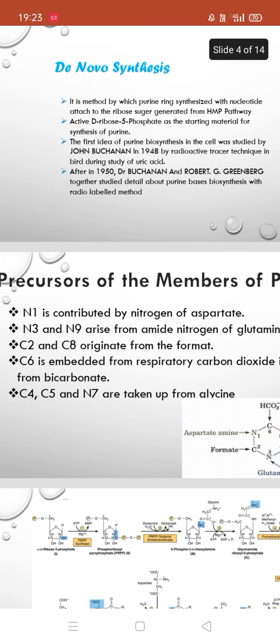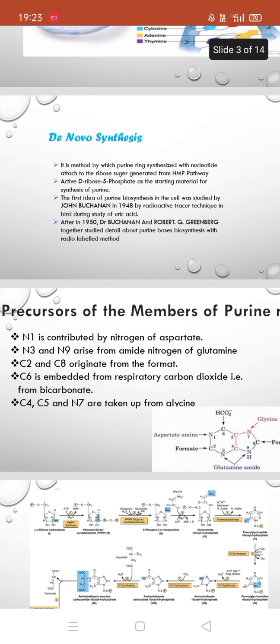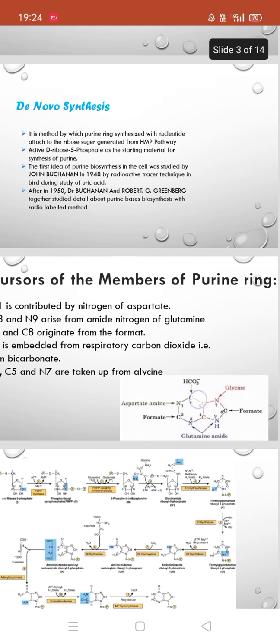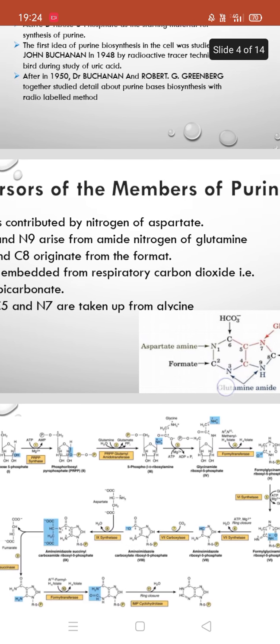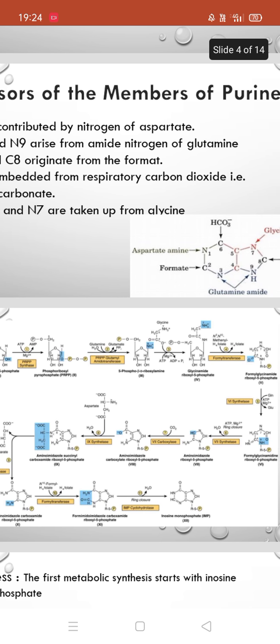N1 is contributed by the nitrogen of aspartate. N3 and N9 arise from the amide nitrogen of glutamine. C2 and C8 originate from formate. C6 is derived from respiratory carbon dioxide, that is, from bicarbonate. C4, C5 and N7 are taken up from glycine. Here is the structure of the purine nucleus. Then we will discuss the whole process of biosynthesis of purine nucleotides.